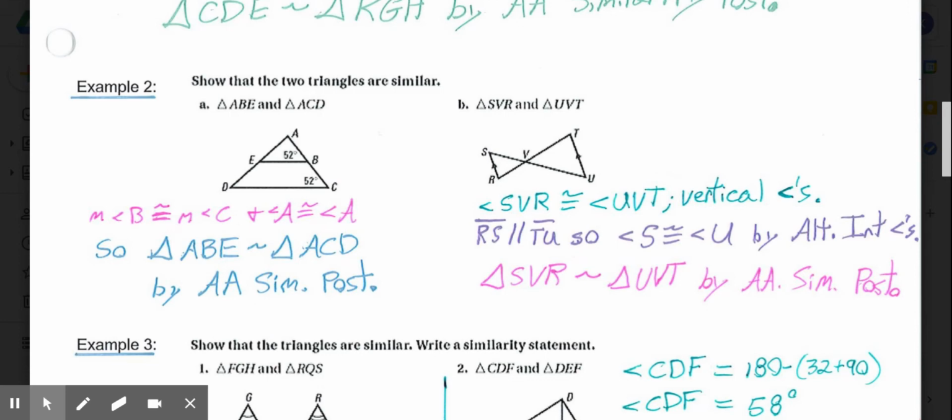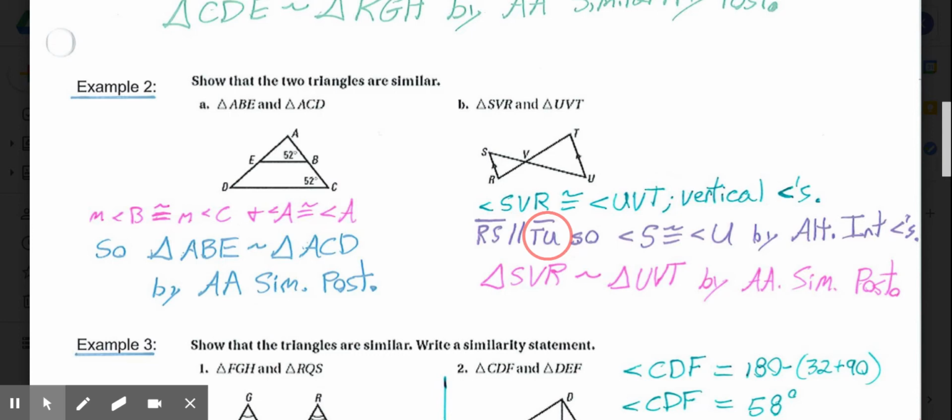Now in B, we have triangle SVR on the left and triangle UVT on the right. What we want to realize right away is we have a vertical angle here in the middle. Angle SVR and angle UVT are congruent because all vertical angles are congruent. Then we were also given that SR and TU are parallel. I know they're parallel because they each have this little arrow on their segments. So we know segment RS is parallel to TU.